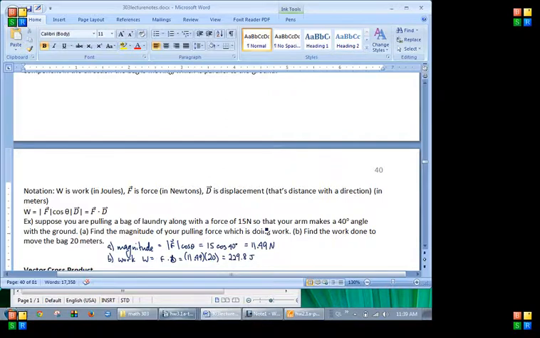So that's if you first calculate the magnitude. What if you do this problem from scratch? If you do part B from scratch, you can simply say it's F dot D. So what is the force?